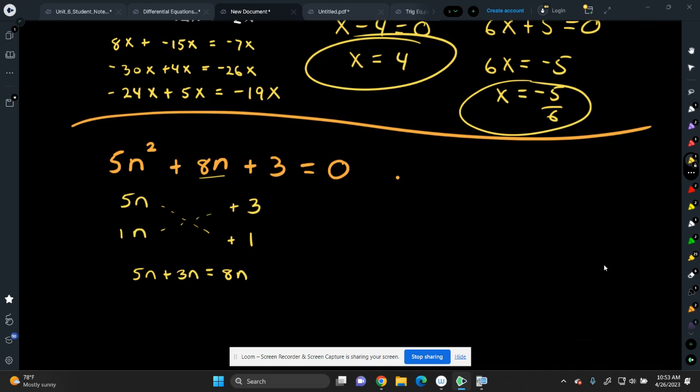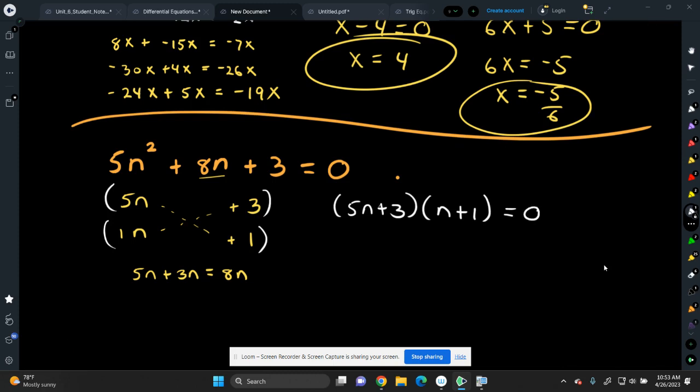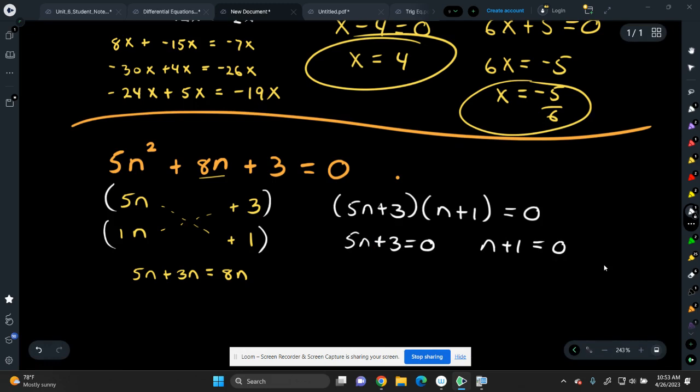Now we cross multiply to check it. The actual factors go straight across like that. So this factors as 5n plus 3 times n plus 1. I don't need the 1 in front of the n. Equals 0. Okay, don't take any shortcuts. Write it all out. Okay, this means that 5n plus 3 equals 0, and n plus 1 equals 0.